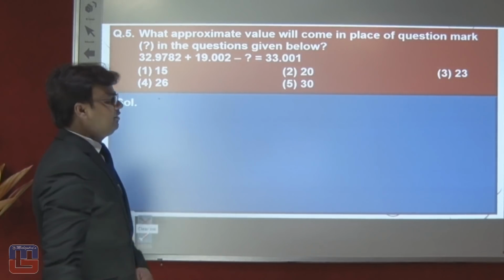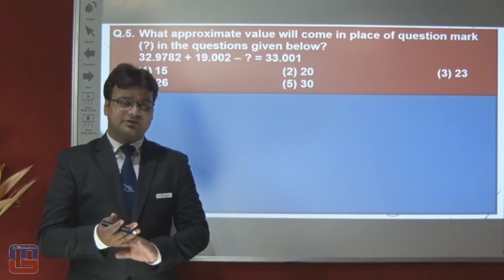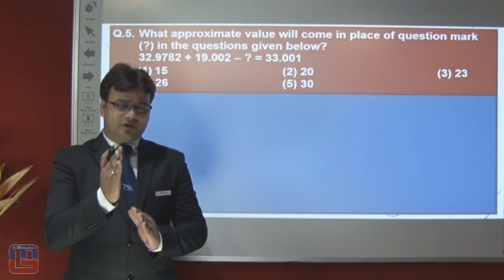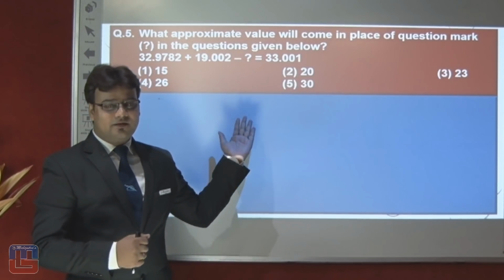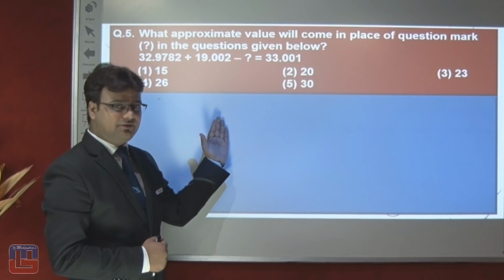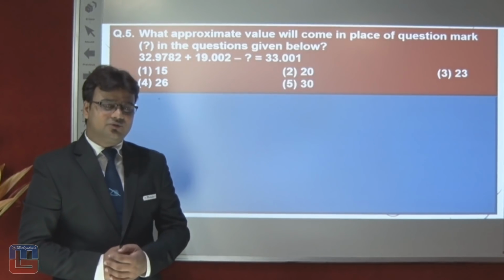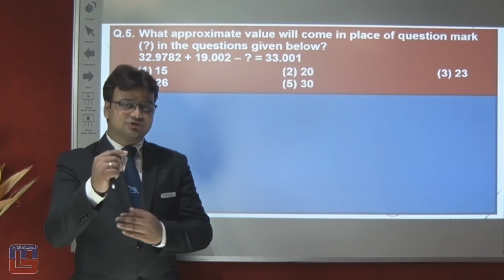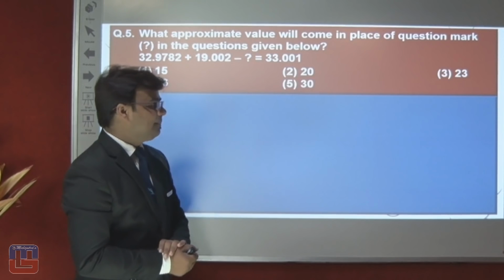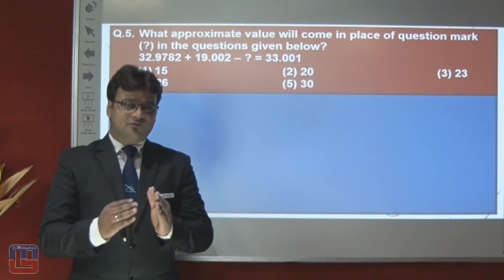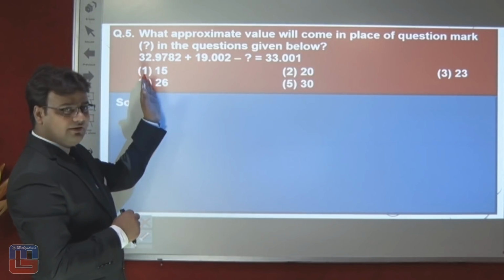See what next question. This question is based on approximation. In our examination, 5 questions come from approximation, 5 questions come from simplification, 5 questions come from inequality basis. Here approximation. What a question is there? 32.9782 plus 19.002 minus question mark is equal to 33.001. In the approximation cases, we cannot solve wholly.